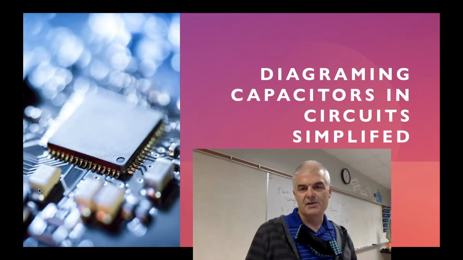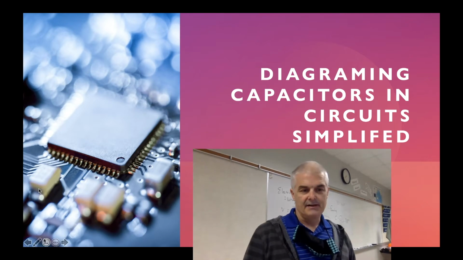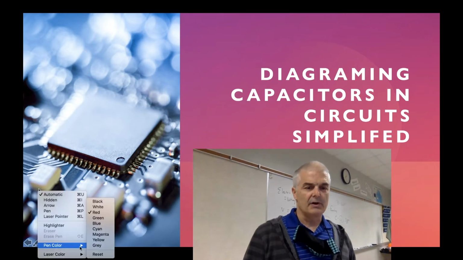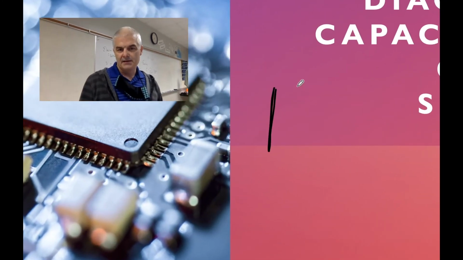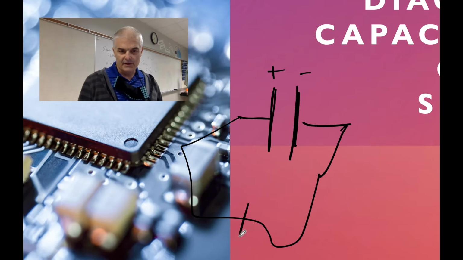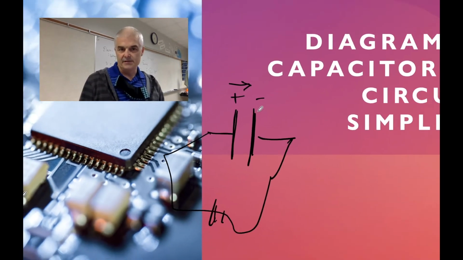Diagramming capacitors in circuits simplified. Now, a capacitor, if you recall, is like a thin plate connected in some kind of a circuit, and it gets a charge. So this gets a positive charge, and this gets a negative charge. It'd be connected somehow with a power source, and then the charge dissipates. All right, so that's what a capacitor is, right?